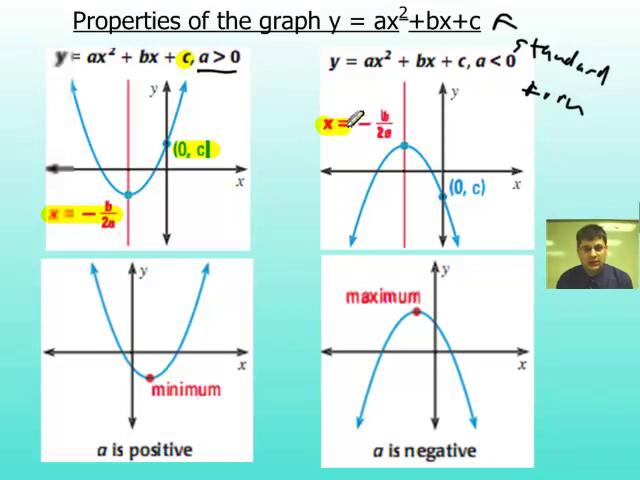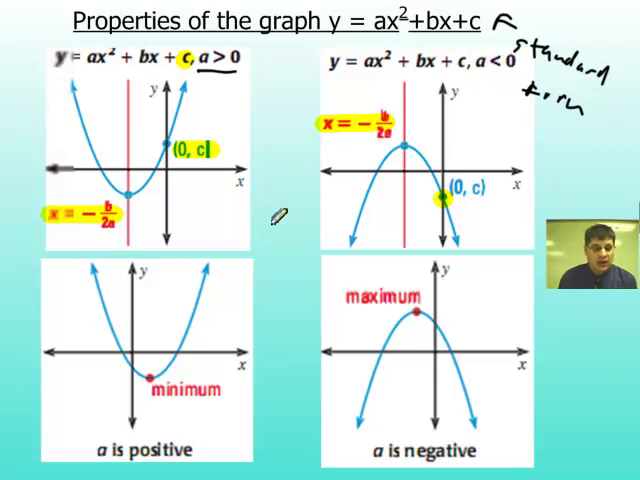Again, the axis of symmetry is x equals -b over 2a, and my y-intercept is going to be (0, c). That corresponds with the constant in this equation. And this opens down because our a value is less than 0.